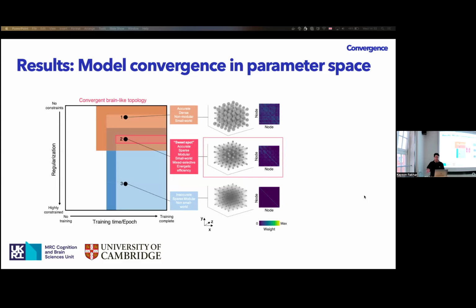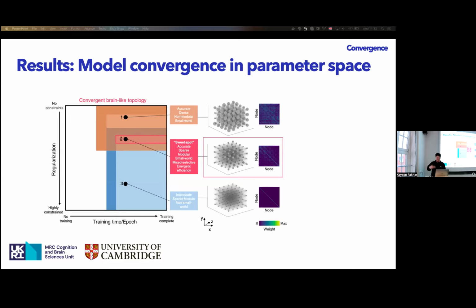So we have two very simple parameters here. We have one parameter, which is the regularization strength, how much we constrain our networks. But we also have training time on the x-axis. What we effectively find is that in position 1 in the space, you're not regularized very much. So you have no very structural constraints on the network, but it can solve the task, right?